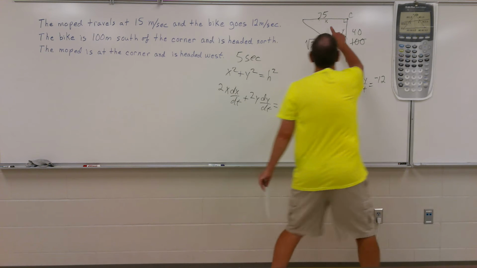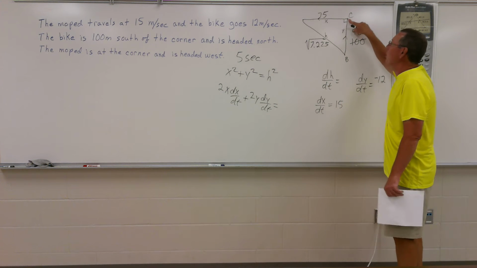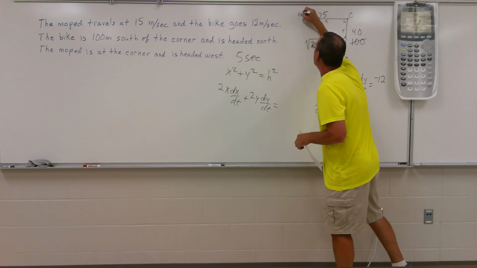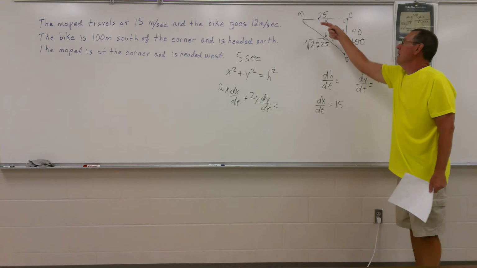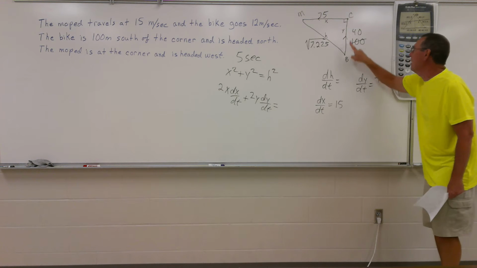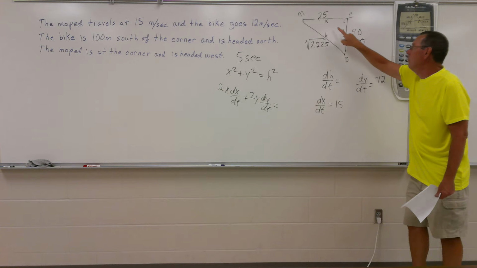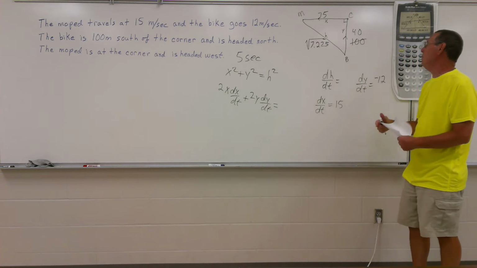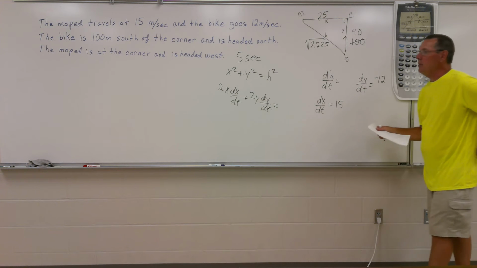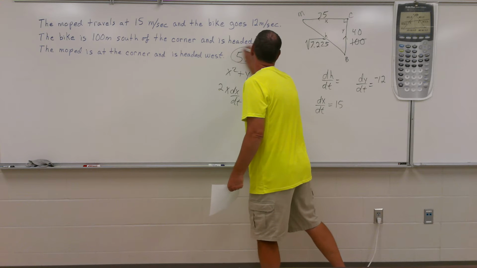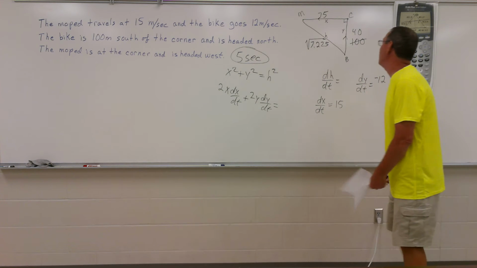Okay, this would be the moped heading west. Here's my corner. That's the C. Let me put this M out here for this moped heading that way. It's heading west. Okay, the bike is out here 100 meters south of the corner and is headed north. I'm labeling this as my x, this is my y, this is my h for hypotenuse, of course. We're trying to find on this problem how the distance between them is changing at 5 seconds. How the distance is changing at 5 seconds.